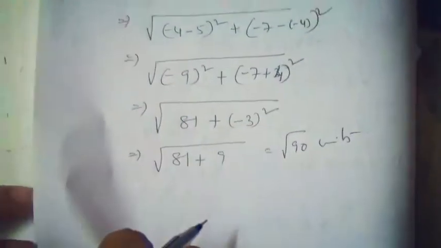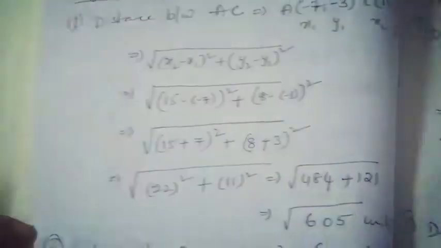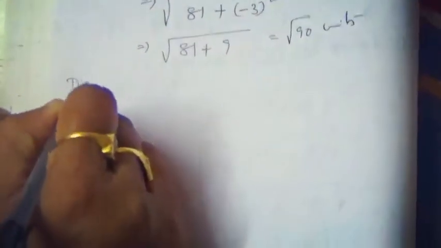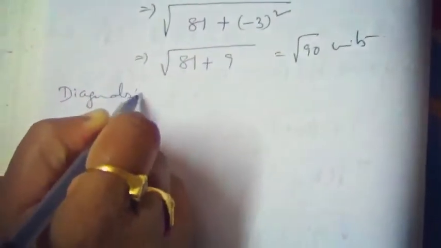These are the four sides. All the four sides we got the same equal answer. Here it is square root of 90, square root of 90, square root of 90, square root of 90. All the sides are equal. Now we have to check the diagonals.